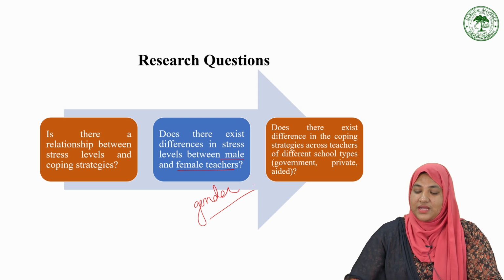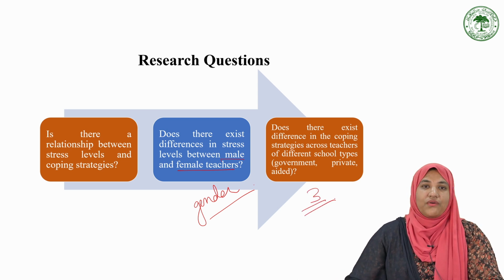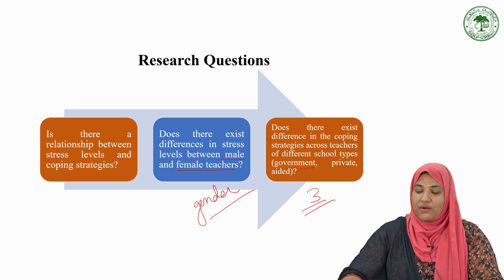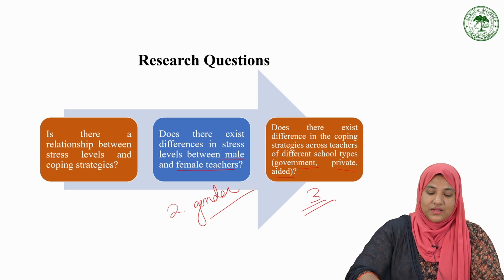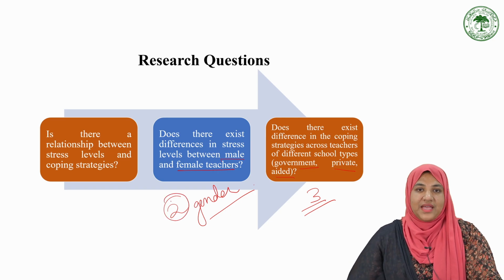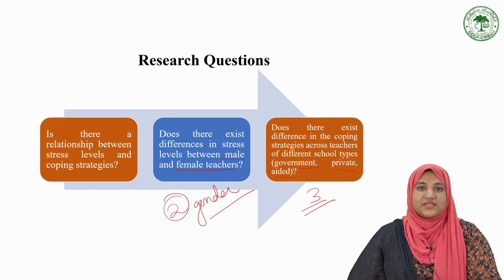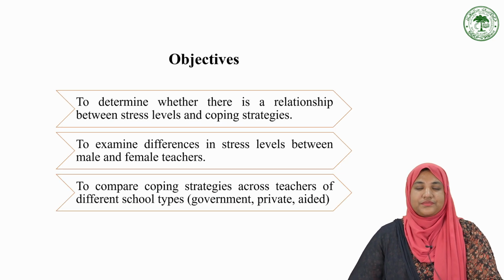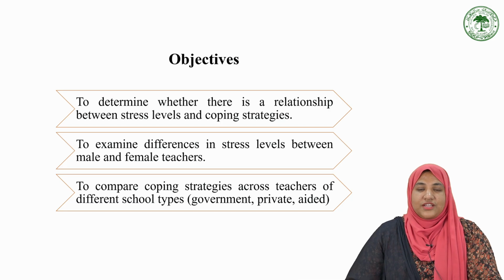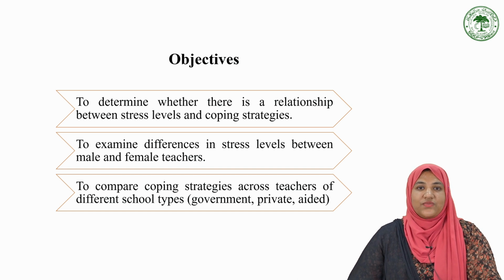Here I have taken three different types of schools, that is the government, private and also the aided school. But here there are two types, that is the male and the female, and the first research question is with respect to the relationship. Let's see, based on the research questions, what are the objectives that we have formulated. Objectives. To determine whether there is a significant relationship between the stress levels and the coping strategies. That is one of the objectives.